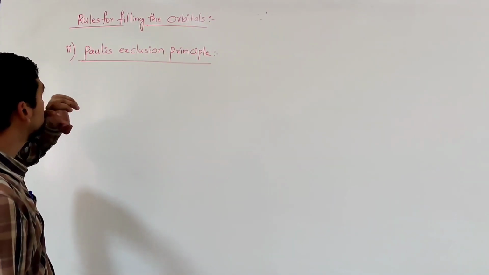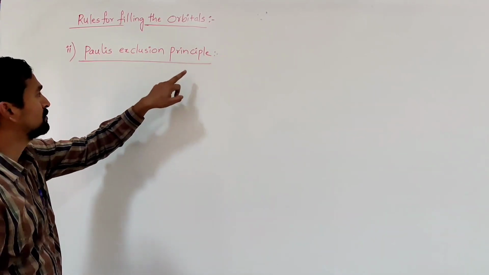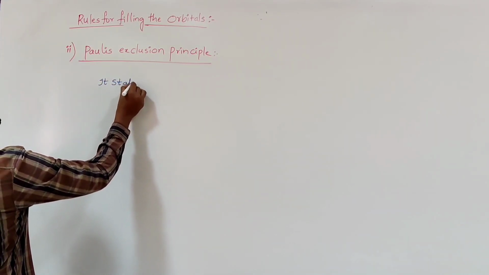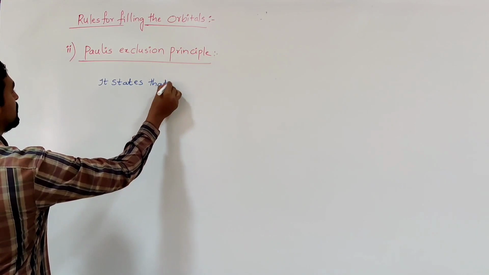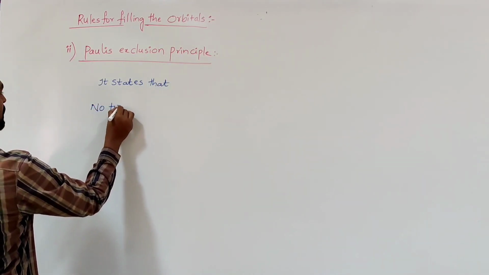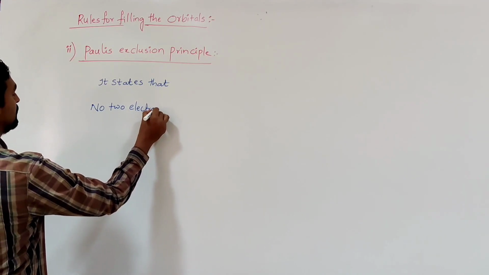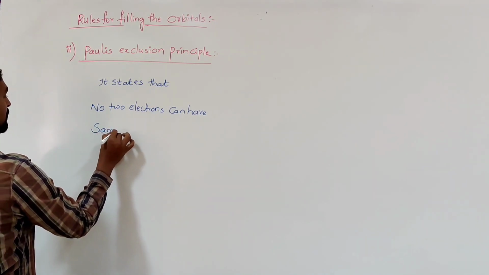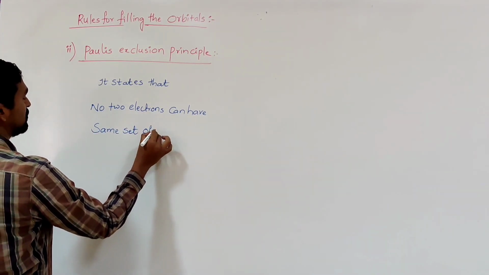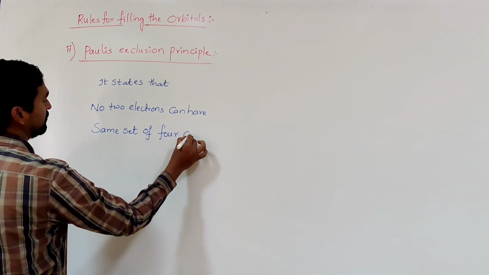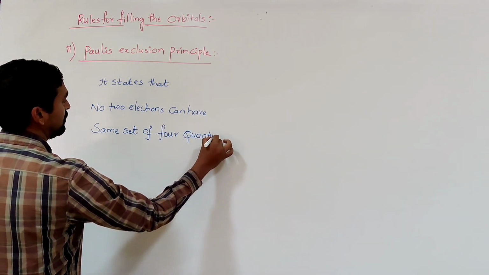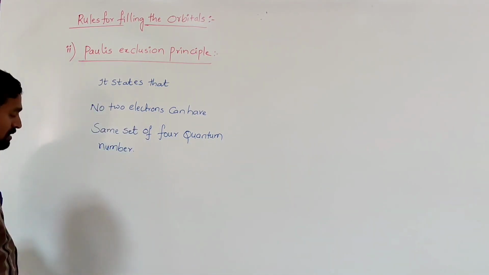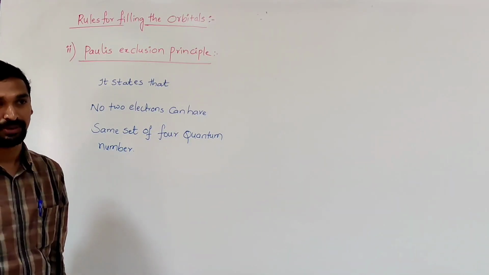So the second rule used to fill the orbitals is Pauli's exclusion principle. This principle states that no two electrons can have the same set of 4 quantum numbers. So this principle is called Pauli's exclusion principle.